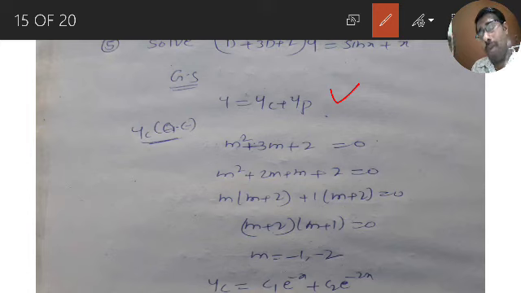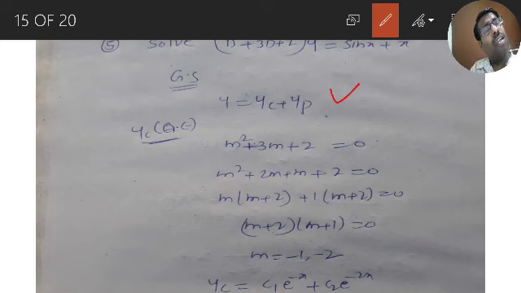What is yc? Complementary function. Complementary function means the general solution of the corresponding homogeneous differential equation. So given non-homogeneous, put right hand side 0. What it becomes? That is d square plus 3d plus 2 of y is equal to 0. Are you getting? So now that becomes our corresponding homogeneous differential equation.